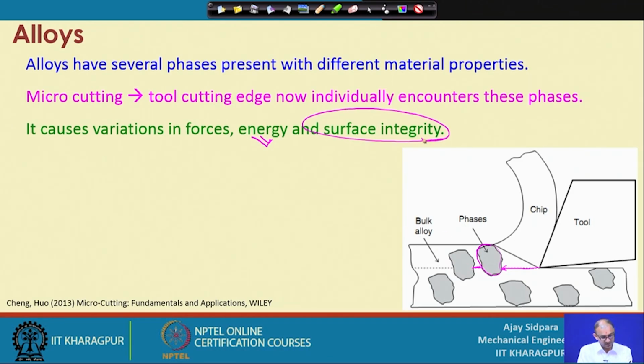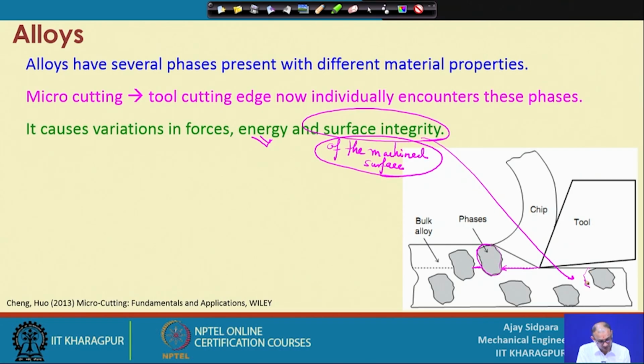Surface integrity is connected with the integrity of the machined surface, because what we are getting here is important. Sometimes you can see here that this particular grain is mostly located inside the workpiece. So, there is a high chance that this particular part is removed by the cutting tool.